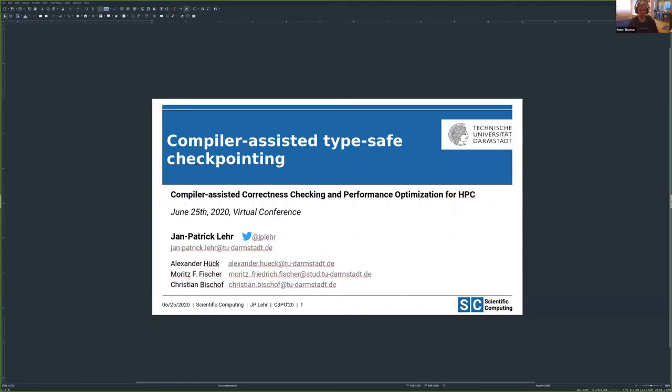So my name is Peter Thoman, and I am chairing this first paper session on correctness. Our first speaker in this session is Jan Patrick Lehr. He's a PhD candidate with the Institute for Scientific Computing at the Technical University of Darmstadt. And he actually previously visited the ROSE compiler group at LLNL for half a year.